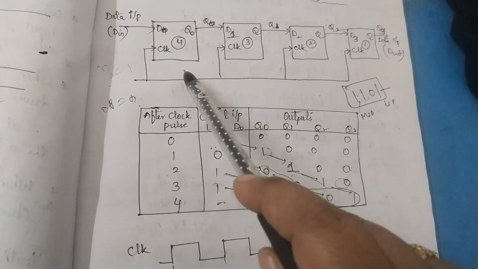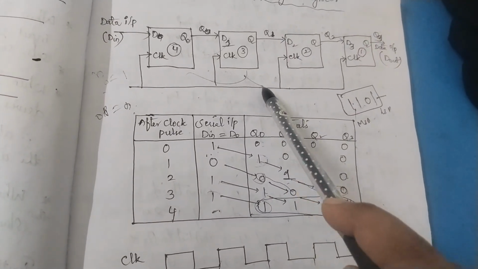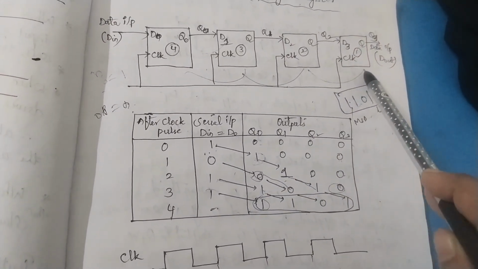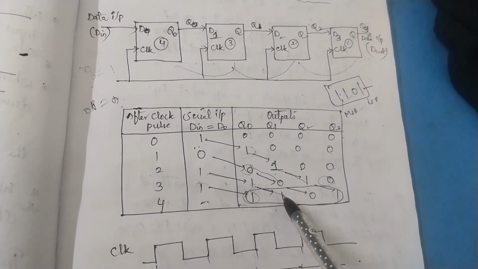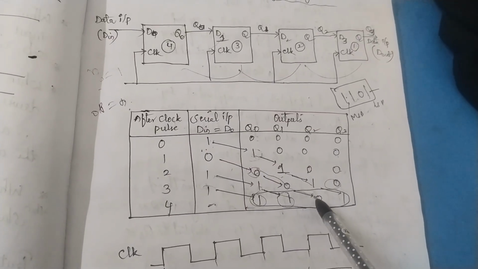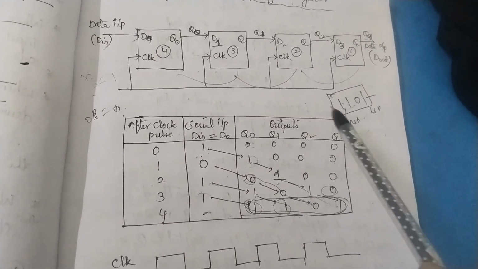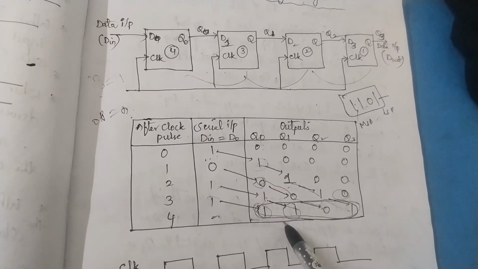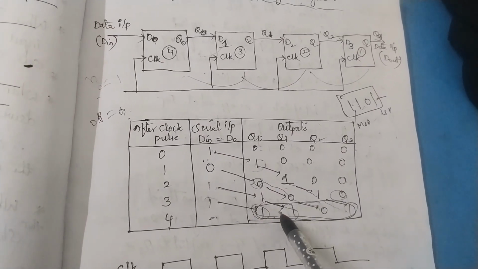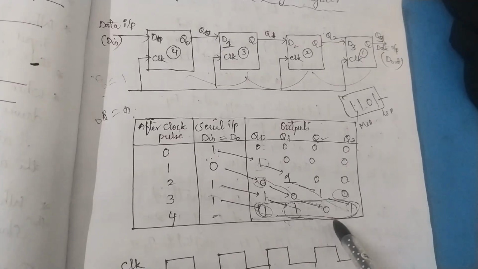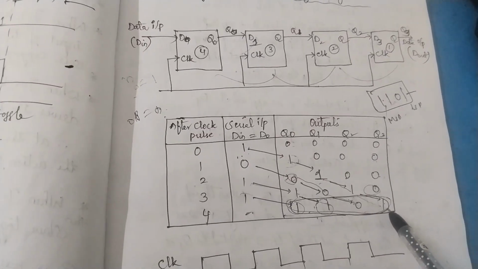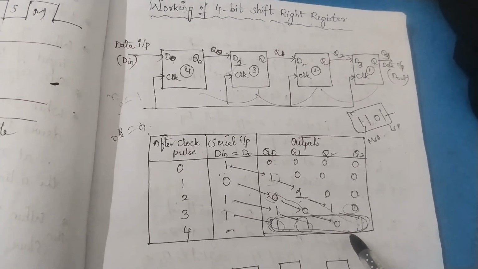This one is shifted to this flip-flop, and this output is shifted to this flip-flop. This output is shifted to the next flip-flop. And this one comes and occupies Q1. This 0 comes here and this one comes here. And finally 1101 data is stored in the register. That means here we are storing, and at the same time we are shifting the data towards the right side. Therefore it is called a 4-bit shift register, shift right register.